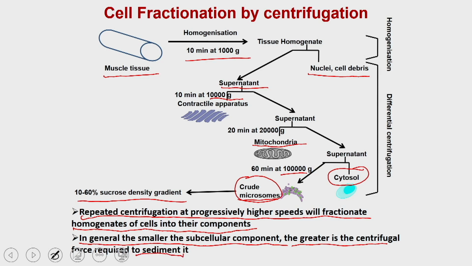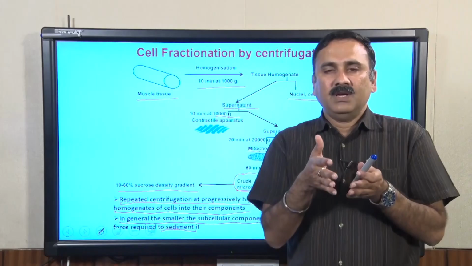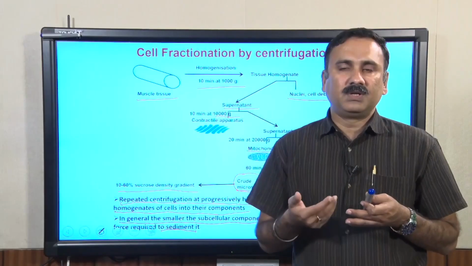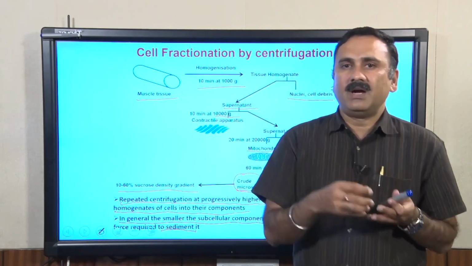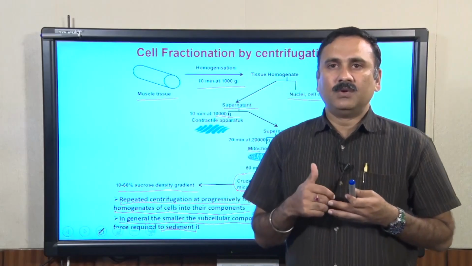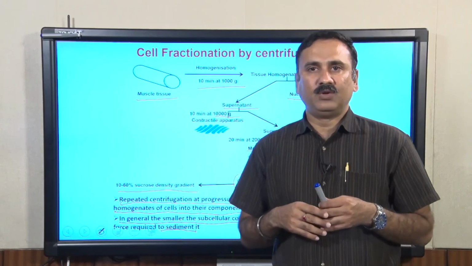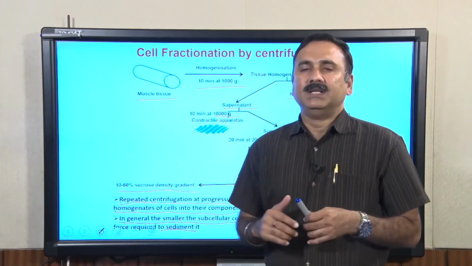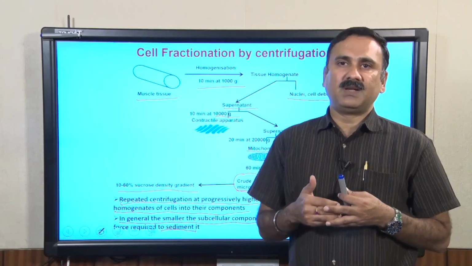Which means if you are working with lighter and lighter particles, just like the example we took of iron, stone and cotton, the cotton got pelleted at the end, because cotton has a very low density compared to the stone as well as the iron. So, the lighter the organelles, the higher will be your centrifugation speed. Because of these limitations, you can also exploit the densities of the different organelles or molecules which are present inside the cell.